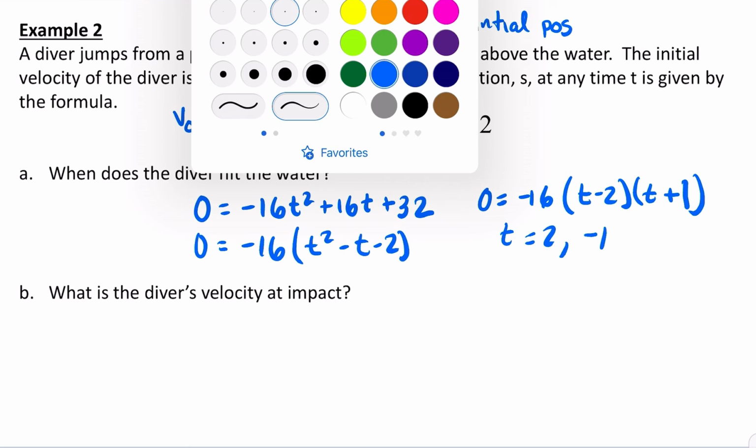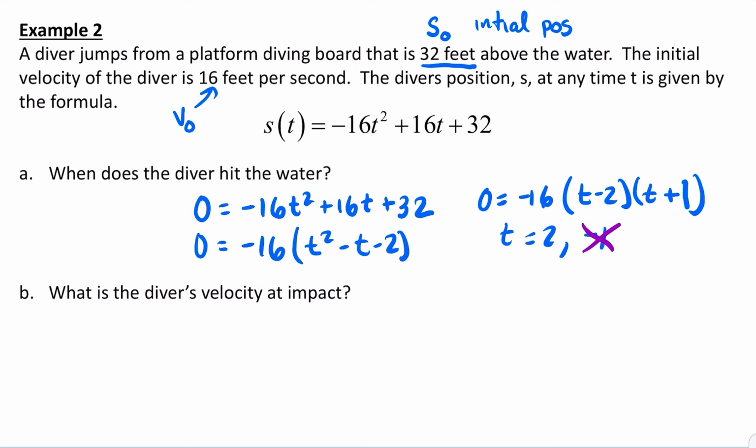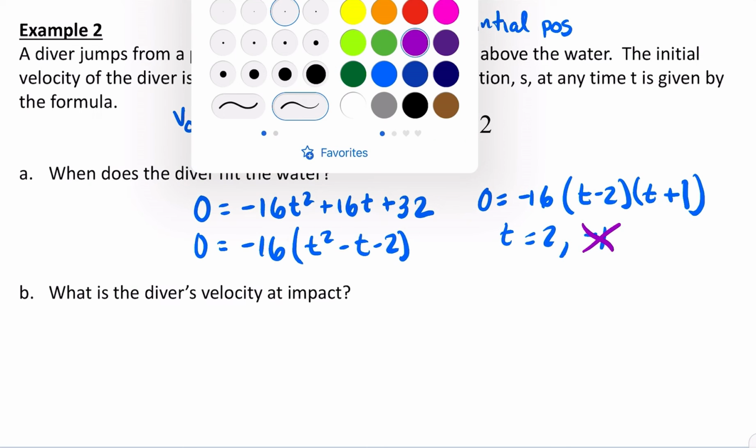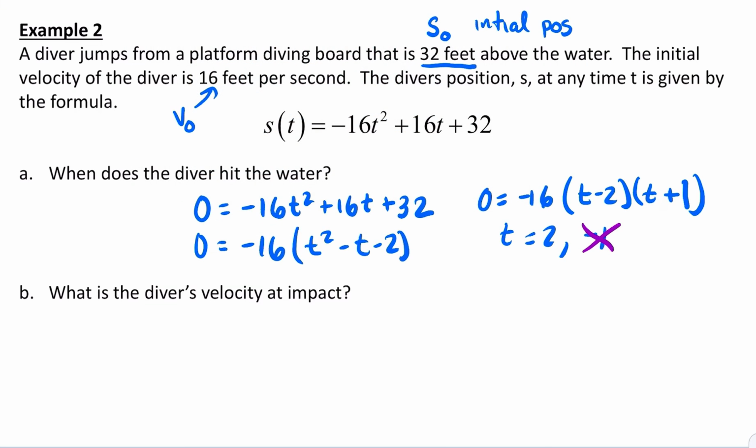We do not have a DeLorean. We are not Michael J. Fox. We do not go back in time. So we can ignore the negative. So at t equals 2, it takes him 2 seconds to reach the water.